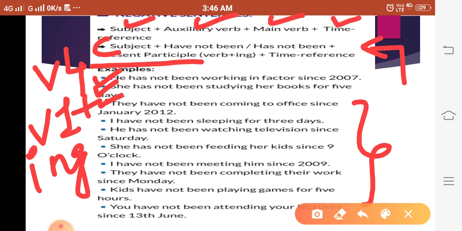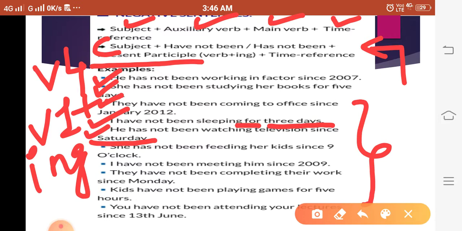So examples for next. They have not been coming to office since January. Since is used for exact timing, January 2012. Next, I have not been sleeping for 3 days. For is used here because a time period of 3 days is given. Next, he has not been watching television since Saturday. Saturday is a particular name of a day.